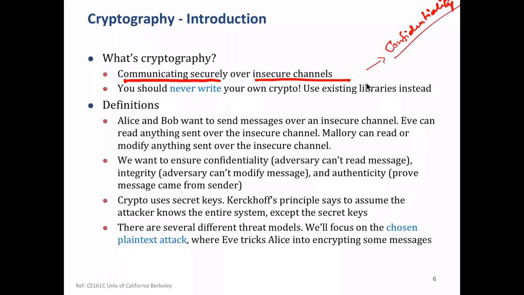Okay, and there are mechanisms for providing integrity and authentication, etc. Right? But confidentiality is one. I mean, when you encrypt something, and if there is a Mallory in between, she cannot read what has been encrypted.